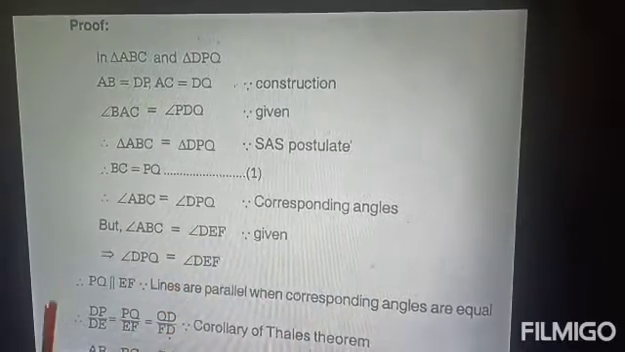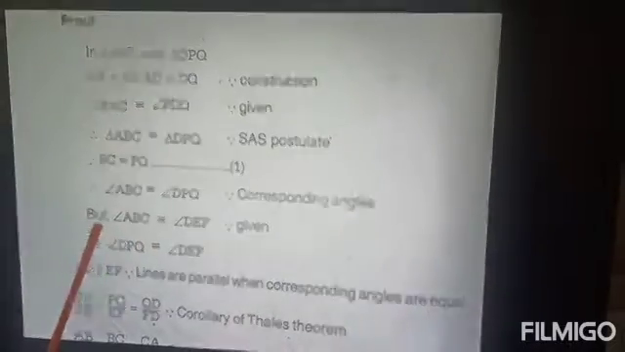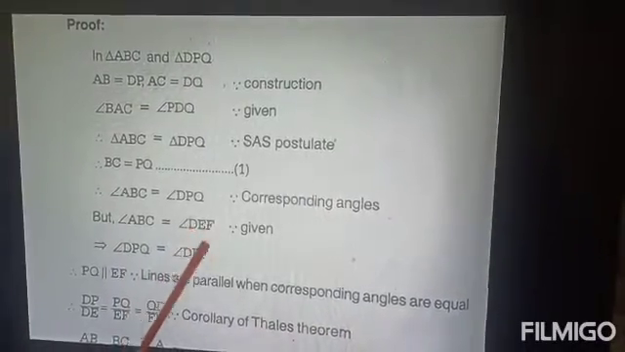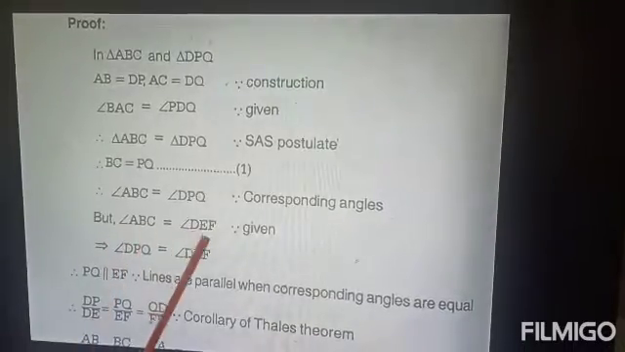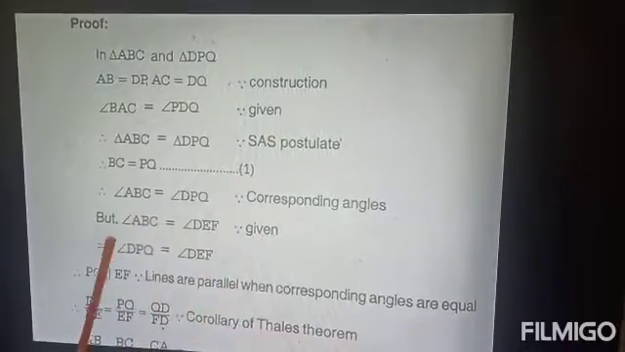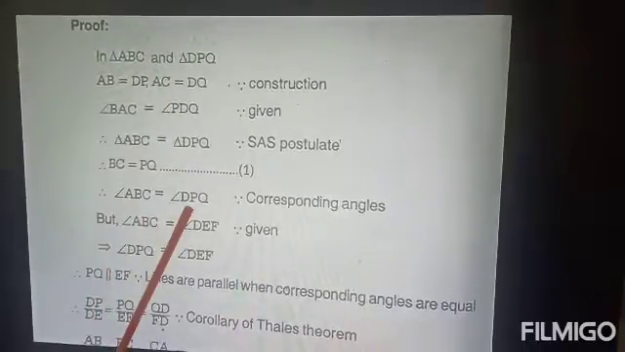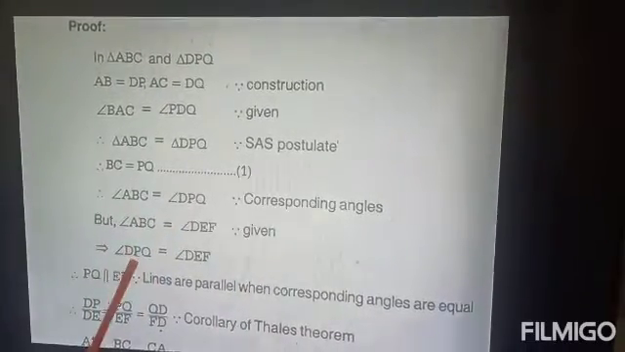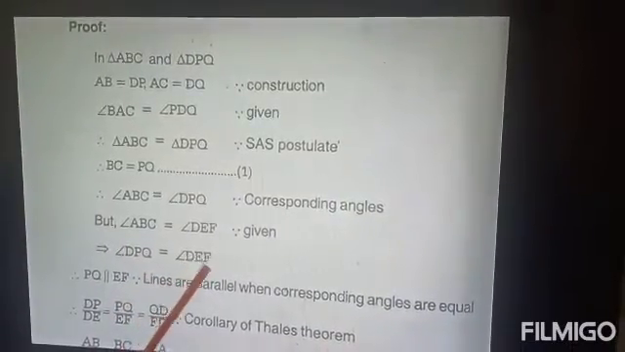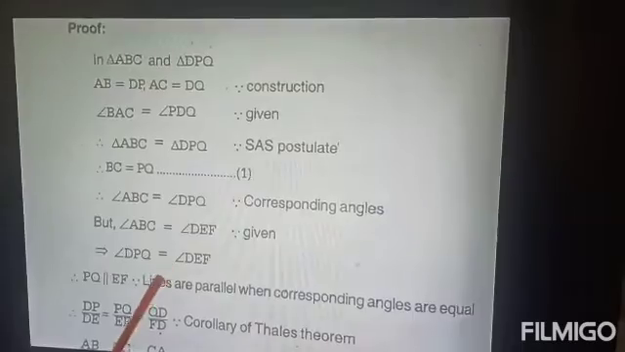Also corresponding angles. Triangle ABC, angle ABC is equal to angle DEF. That is also given: angle B is equal to angle E. Here angle B is equal to angle P. That means angle P is equal to angle E, that is, angle DPQ is equal to angle DEF. This is according to axiom 1.